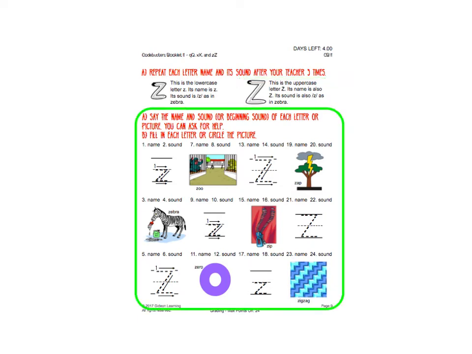Now we'll go on to the next section. Say the name and sound or beginning sound of each letter or picture. You may ask for help when you get to class if you can't remember what the pictures are. Then fill in each letter or circle each picture. This is the letter Z. The sound is Z. And then you can write. This is a picture of zebra. The beginning sound is Z. And then you can circle it.